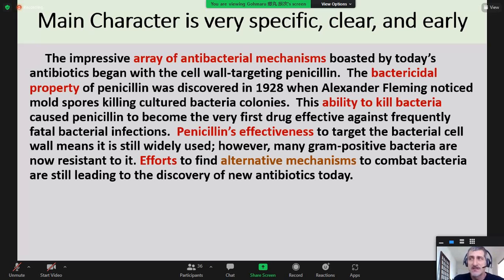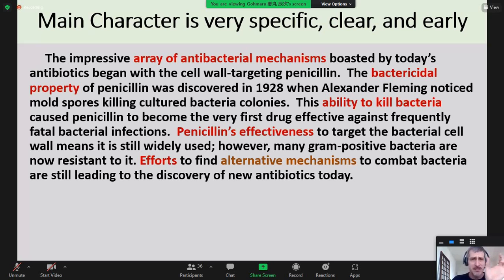Penicillin's effectiveness to target the bacterial cell wall means it is still widely used. However, many gram-positive bacteria are now resistant to it. Efforts to find alternative mechanisms to combat bacteria are still leading to the discovery of new antibiotics today.